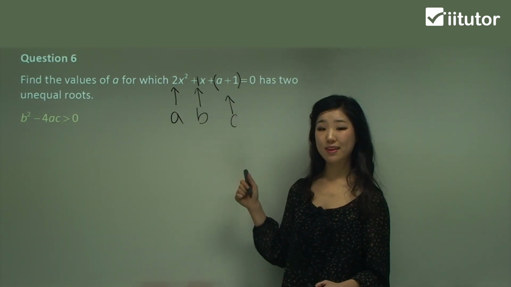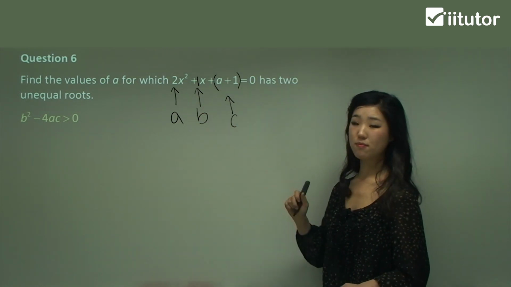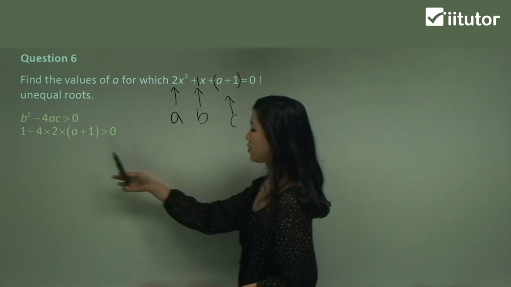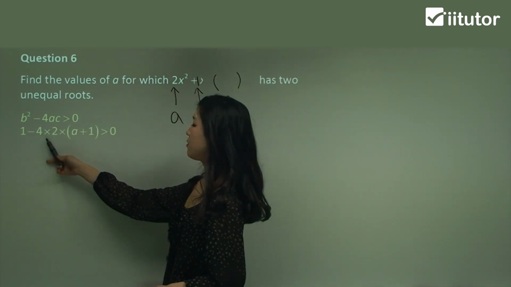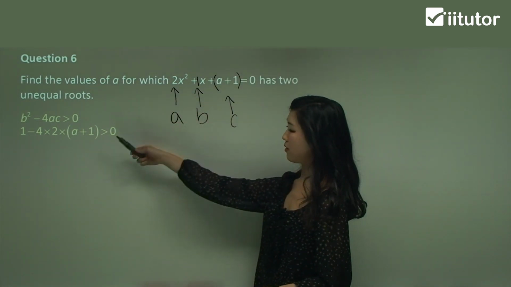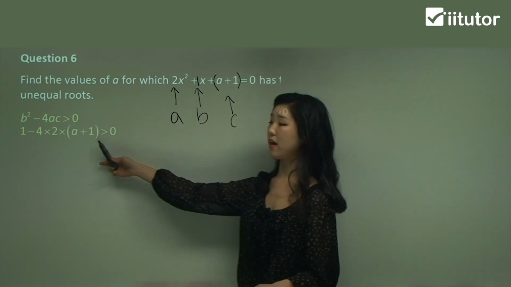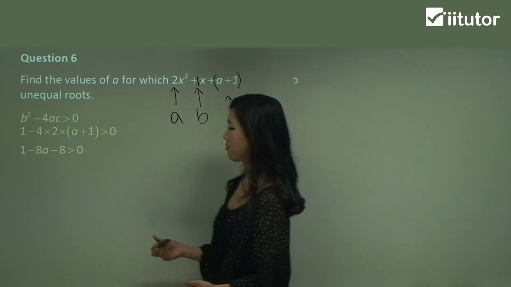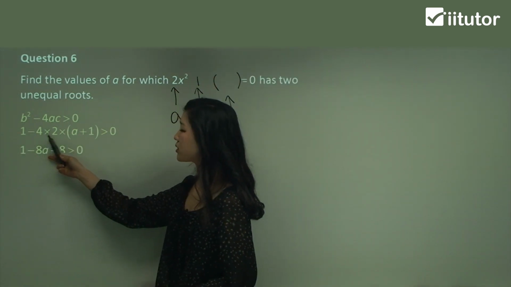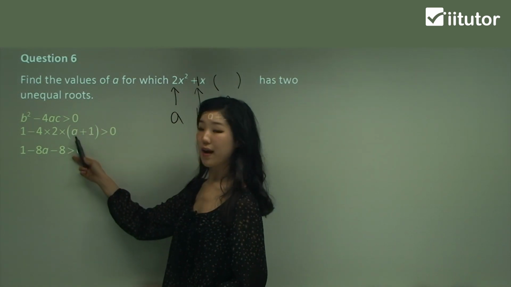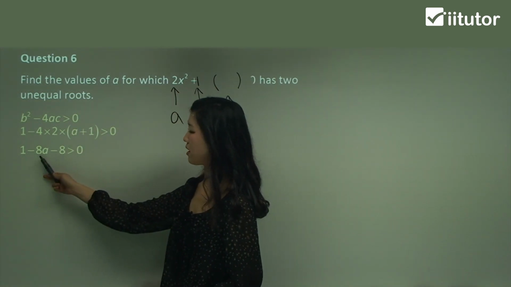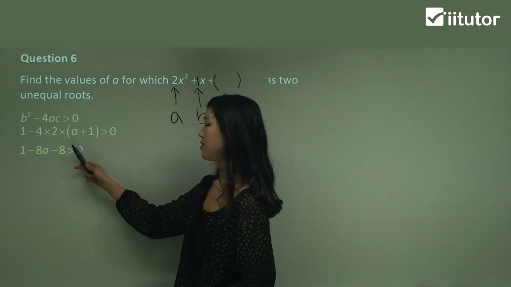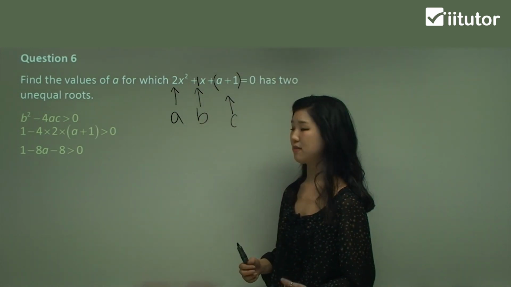Now that we've got our a, b, c, let's substitute these values into b squared minus 4ac is greater than 0. B is 1, so I did 1 squared, which is just 1, minus 4 times a, which is 2, times c, which is a plus 1. And that's all greater than 0. Now we just need to simplify. 1 minus 4 times 2 is 8. If I expand out the brackets, it's going to be negative 8 times a, which is negative 8a, and negative 8 times positive 1, which is negative 8. And that's greater than 0. So I just expanded out my brackets and simplified it.